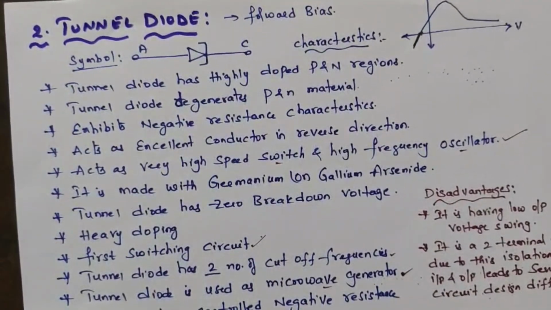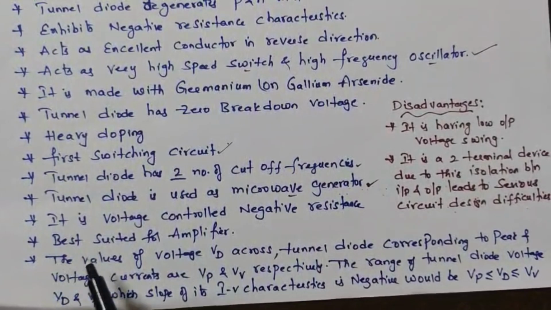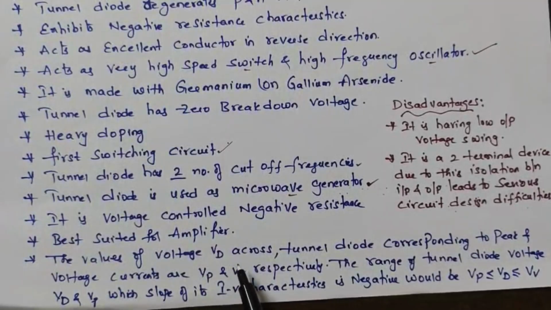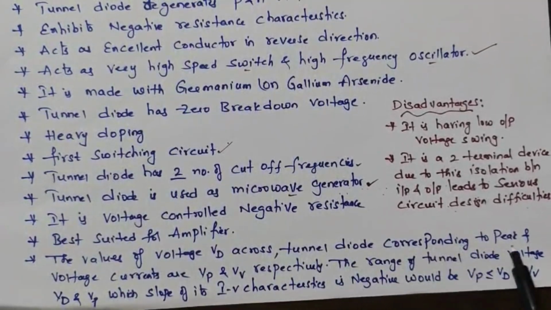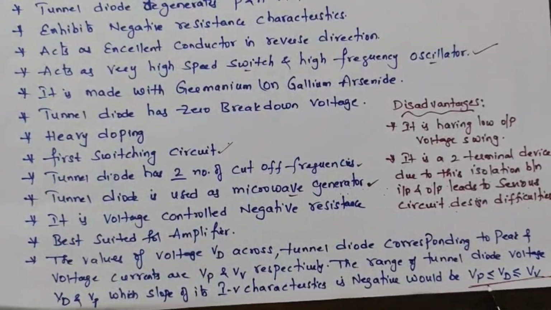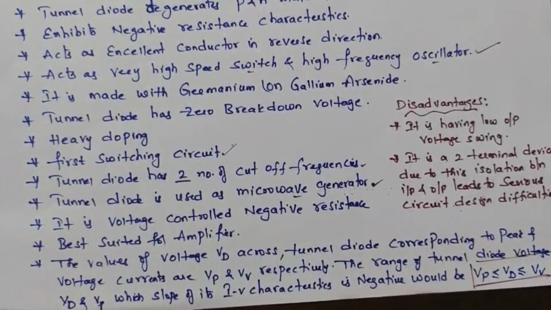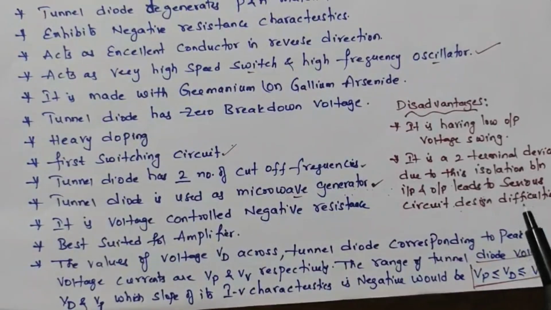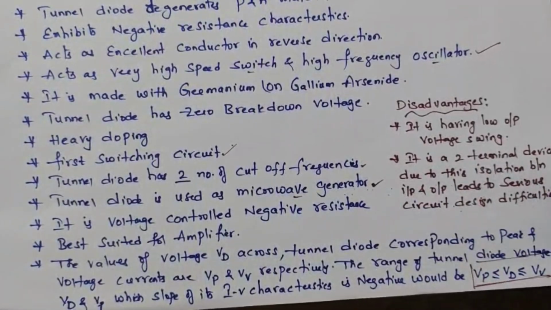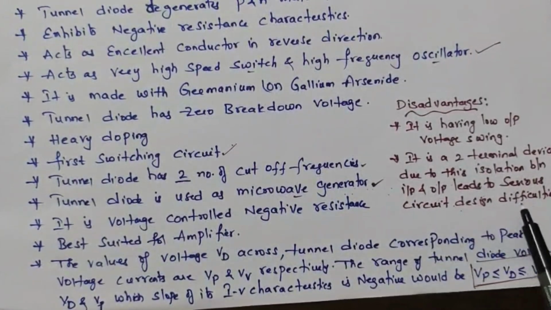And coming to the next point, it is a voltage controlled negative resistance, and it is best suited for amplifier. This is also an application. The values of the voltage VD across tunnel diode corresponding to peak and valley currents are VP and VV. This is the range you should remember: VP is far less than VD, less than VV. This is the condition you need to remember for MCQ. Coming to disadvantages, it has low output voltage swing, and it is a two terminal device. Due to this, isolation between input and output leads to serious circuit design difficulties.